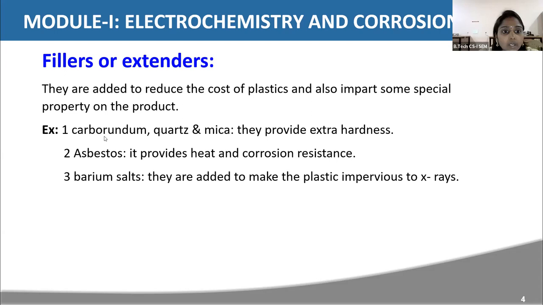Okay, so in that, carborundum, quartz and mica provide extra hardness. So examples of pillars and extenders: first one is carborundum, quartz and mica, they provide extra hardness. And next one is asbestos. It provides heat and corrosion resistance. And the third one is barium salts. They are added to make plastic impervious to x-rays.